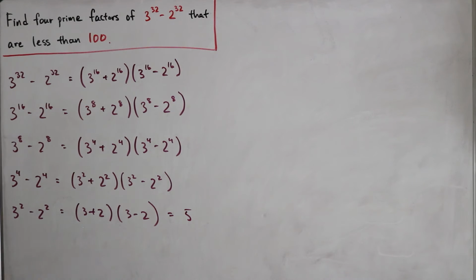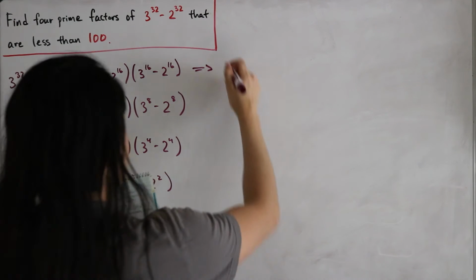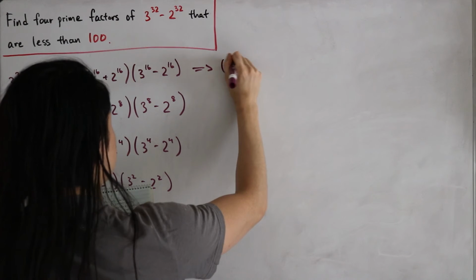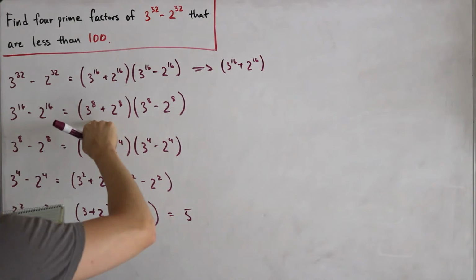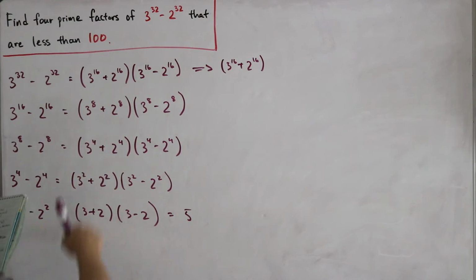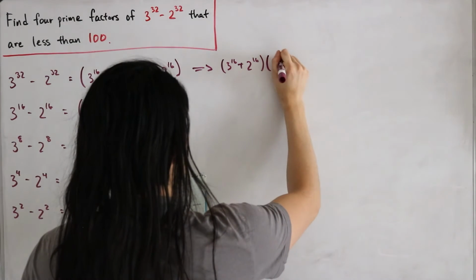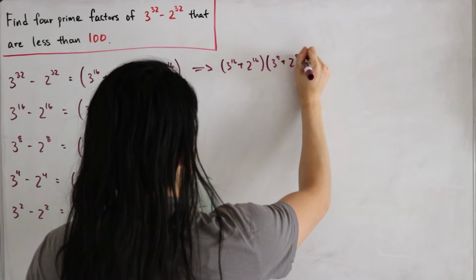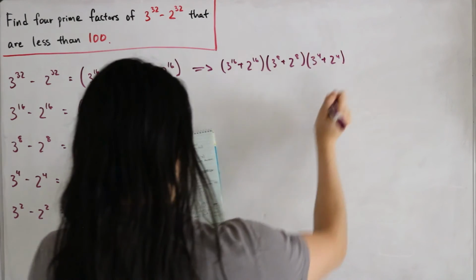As we know, this is just 5 times 1, which is 5. So this entire thing can be written as the following expansion: 3 to the power 16 plus 2 to the power 16. Then we take only the factors that correspond to addition, so we have times 3 to the power 8 plus 2 to the power 8, multiplied by 3 to the power 4 plus 2 to the power 4.